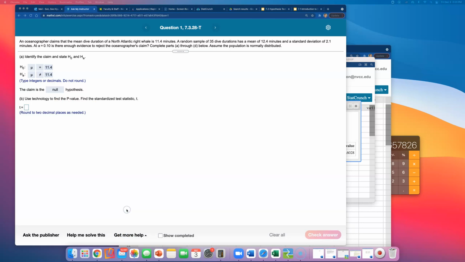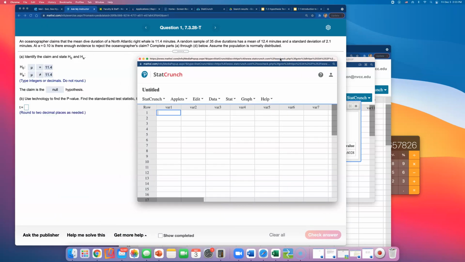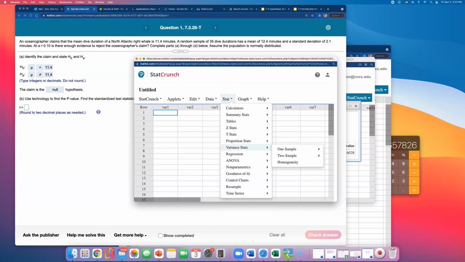I would love to do that, so I'll open up my StatCrunch. But the thing is this, guys, you have to know which function you are using, because there's so many functions to use. There's z-stat, t-stat, proportion stat, a whole bunch. So how do you determine that?